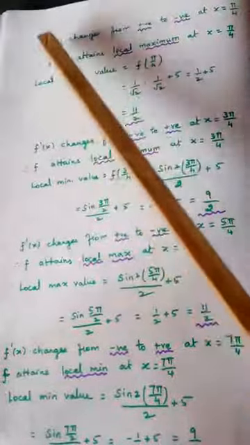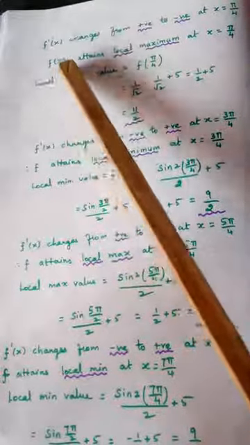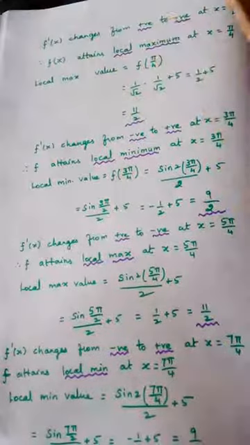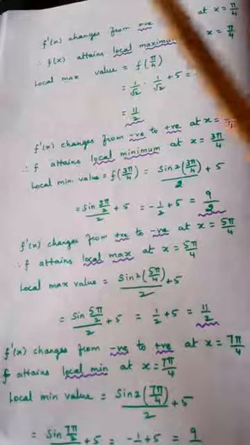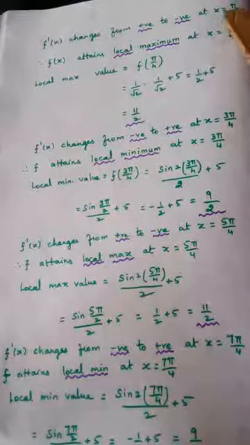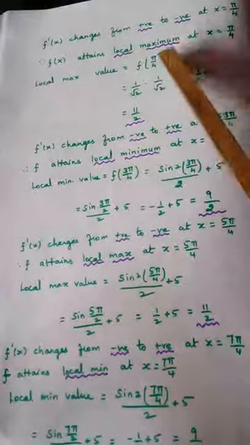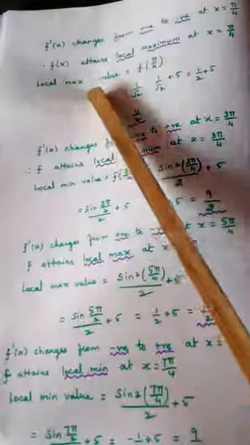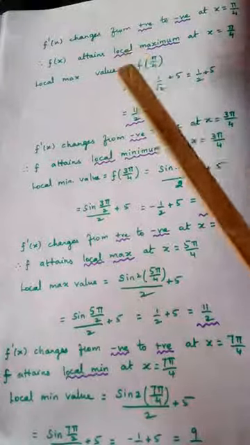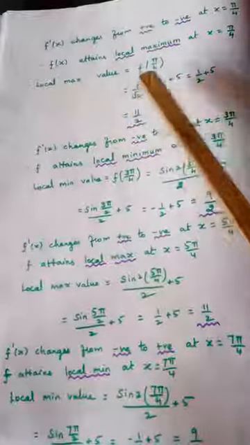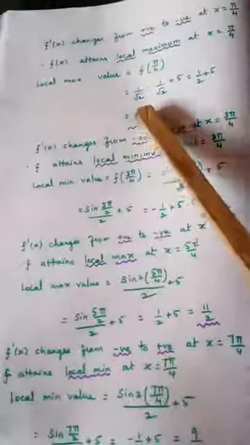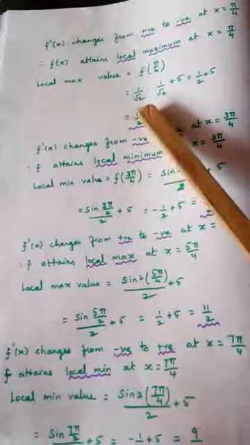So f of x, understand the difference. This is f dash of x. What is this? F of x. F of x attains local maximum at this point x equal to pi by 4. We want to find the local maximum value, which means we need to substitute this value in the function. So f of pi by 4 we need to find. That will give us the local maximum value. F of pi by 4 means, what is f of x? Sin x cos x plus 5. So sin pi by 4 is 1 by root 2, cos pi by 4 is 1 by root 2, plus 5. This is 1 by 2 plus 5, 11 by 2. This is the local maximum value.